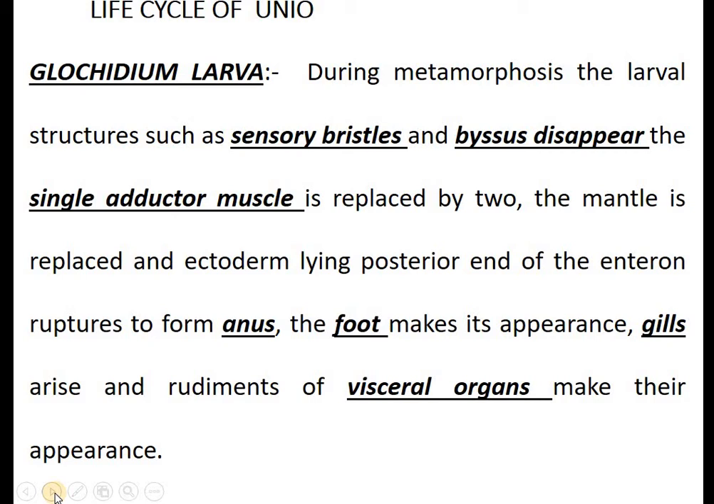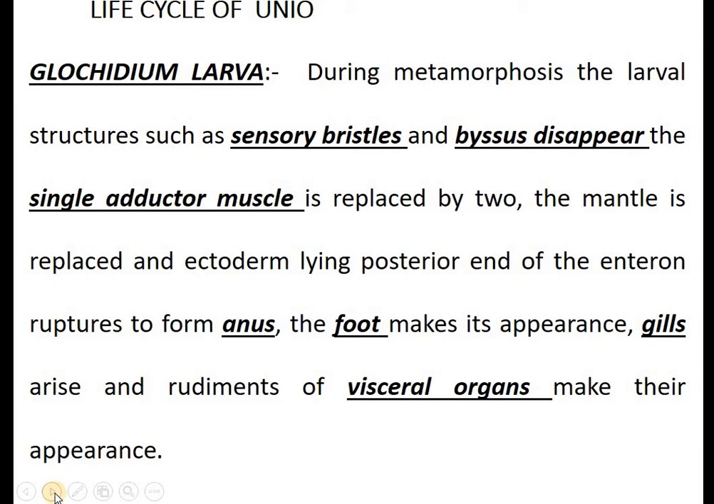The mantle is replaced, and the ectoderm lying at the posterior end of the enteron, the digestive canal, ruptures to form the anus, which is formed towards the posterior side. First the mouth was formed and now the anus is also formed, so it is a complete digestive system.